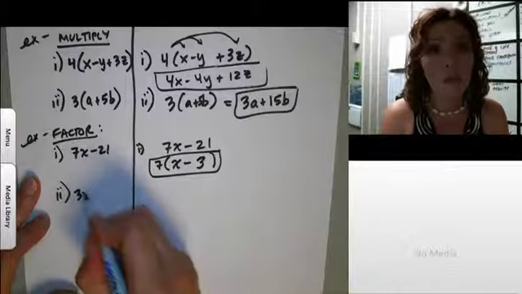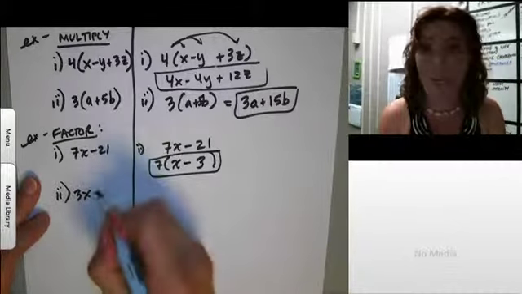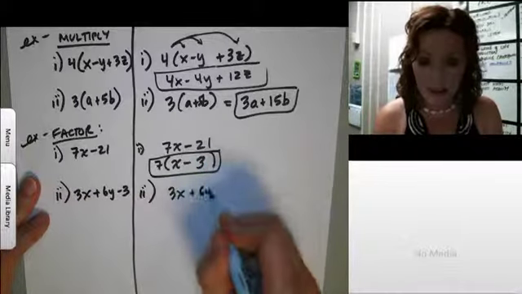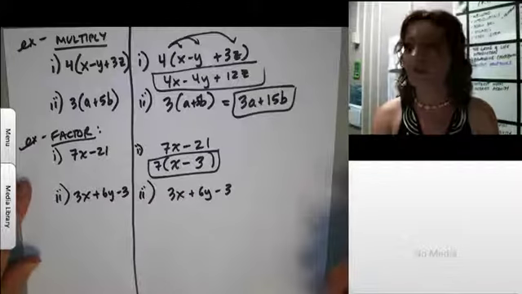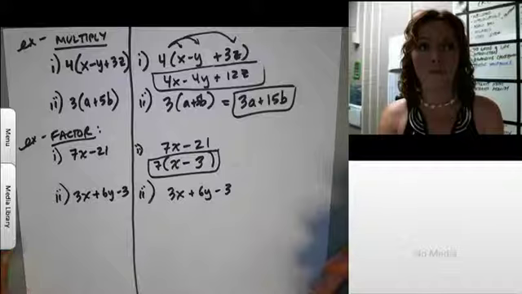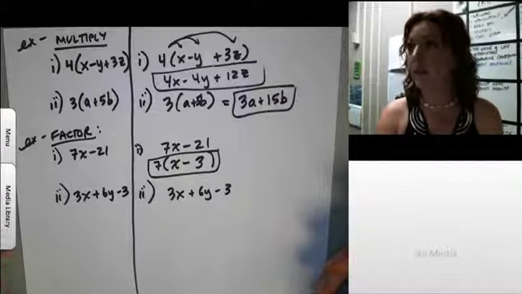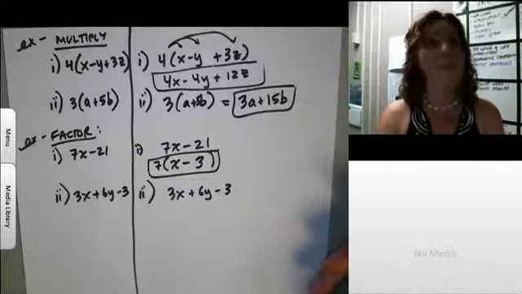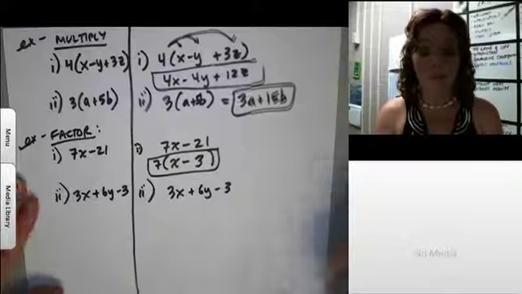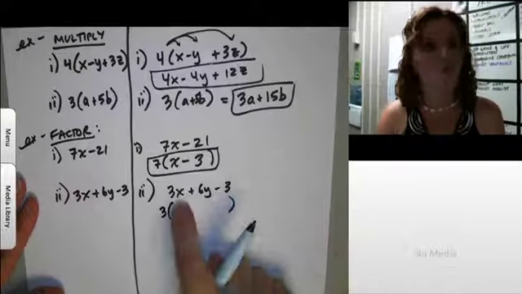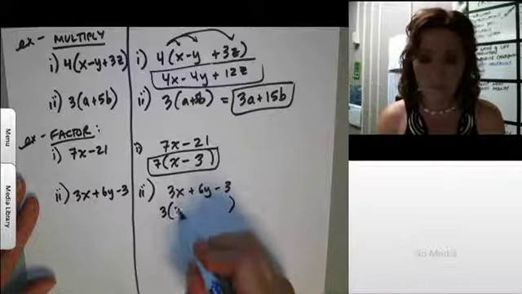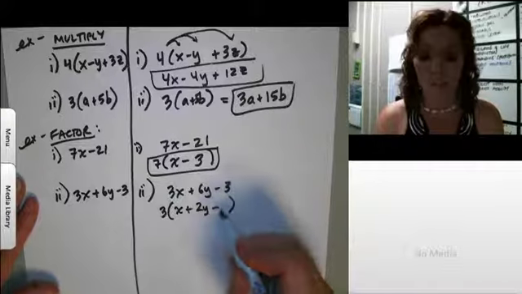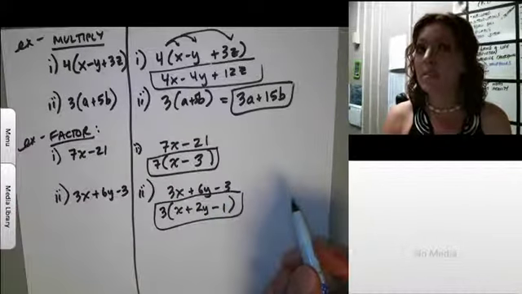Okay, other questions? Okay, 3x plus 6y minus 3. So 3x plus 6y minus 3. All right. Is there a number that all of these are evenly divisible by? Everybody look at the 3, the 6, and the 3. Okay, good. So if we divide the 3 out, we take each of these terms divided by 3, what do we get? Okay, what's 3 divided by 1? Good, perfect. All right, questions on this?